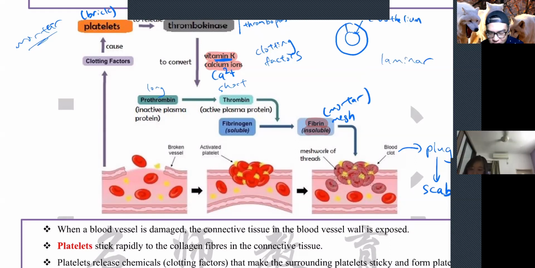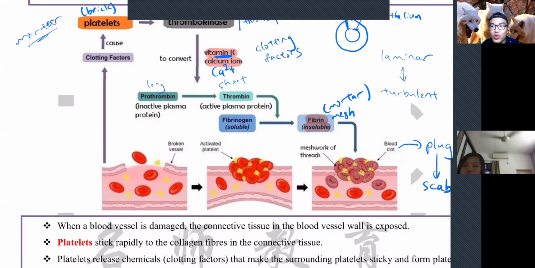Let's say now there's an opening here. This laminar flow will turn to a turbulent flow. So what is turbulent? Now your water tap, you switch it to the max setting, the water comes out non-stop. That is turbulent flow. Turbulent flow is a sign telling your clotting factor that, bro, you are bleeding. So this turbulent blood flow will trigger all these blood clotting processes to happen.